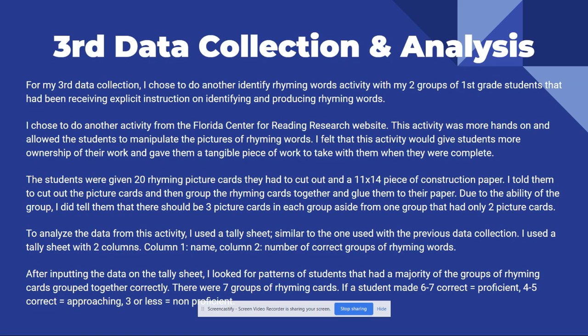To analyze the data for this activity, I used a tally sheet again, similar to the one that I used in the previous collection, except this one I only had 2 columns, the one with the name, and then in column 2, I just recorded the number of correct groups of rhyming words that they were able to put together. After inputting the data on the tally sheet, I looked for patterns of students that had a majority of groups of rhyming cards grouped together correctly. There were 7 groups of rhyming cards. If a student made 6 to 7 correct, they were proficient, 4 to 5 correct was approaching, or 3 or less was not proficient.